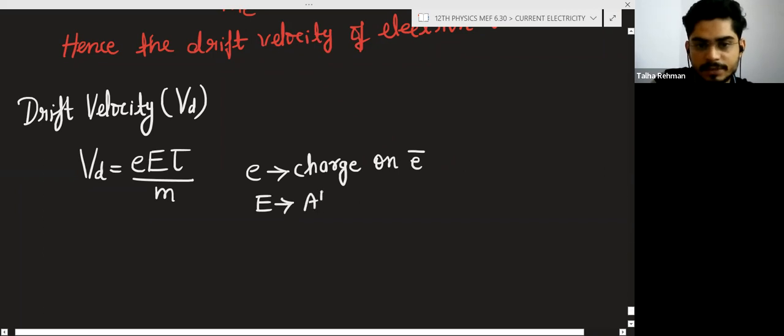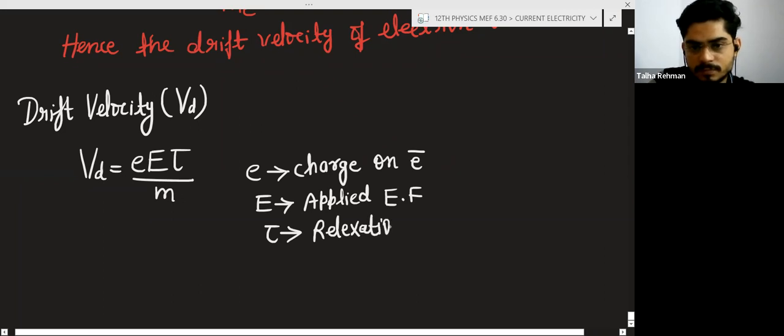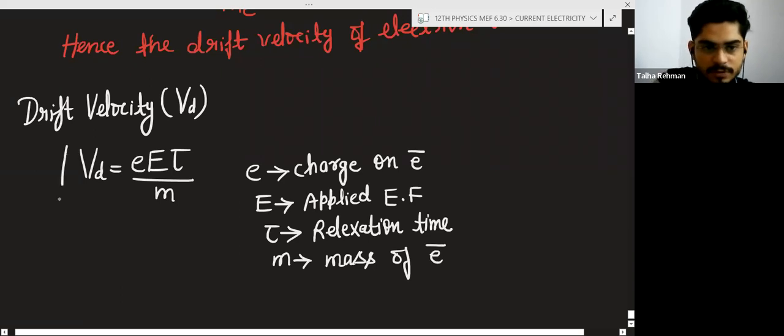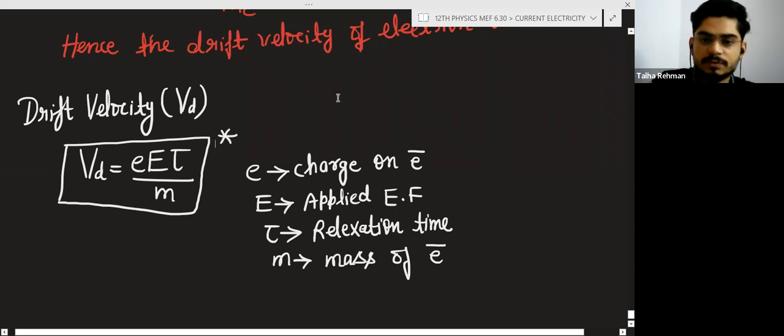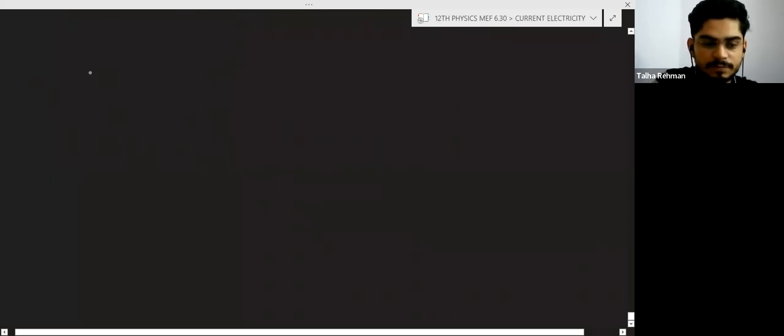E is the applied electric field, and tau is the average relaxation time, and I am just saying relaxation time, and m is the mass of electron. So this was the formula we have derived in the earlier class. So today we will define a relation between the current and the drift velocity.